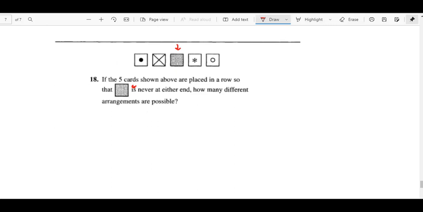So for this question, in total we have 5 cards: 1, 2, 3, 4, 5. We need to think of the number of arrangements which are possible such that this card never comes here or here. Are you clear with the question? Yes, ma'am. Okay. I want you guys to try again. I'll give you some time. Please try this question. Zahib, you have not tried this, so please try this again, okay?